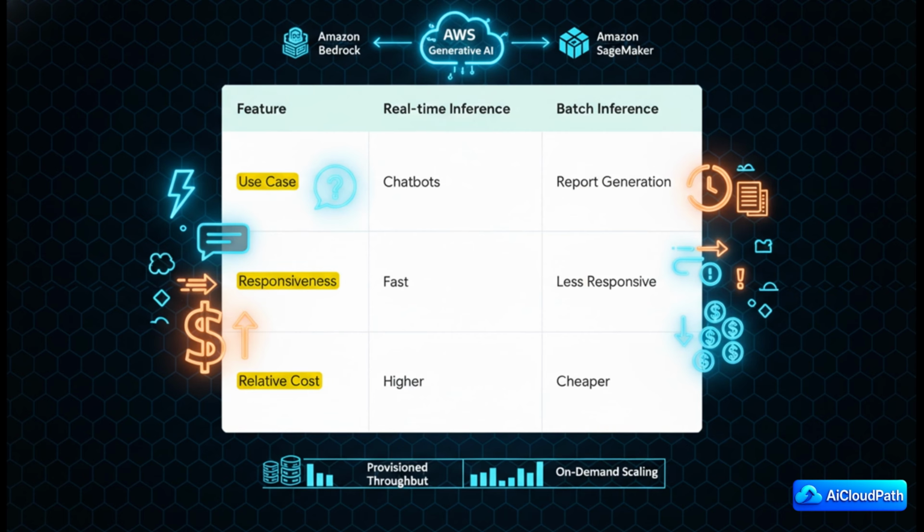Now, on the flip side, you have batch inference. This is perfect for stuff like generating a weekly sales report. It's not an emergency, right? You can just queue up the job, get the answer back later, and save a whole lot of money in the process. The key takeaway? You have to match your inference type to your business need.